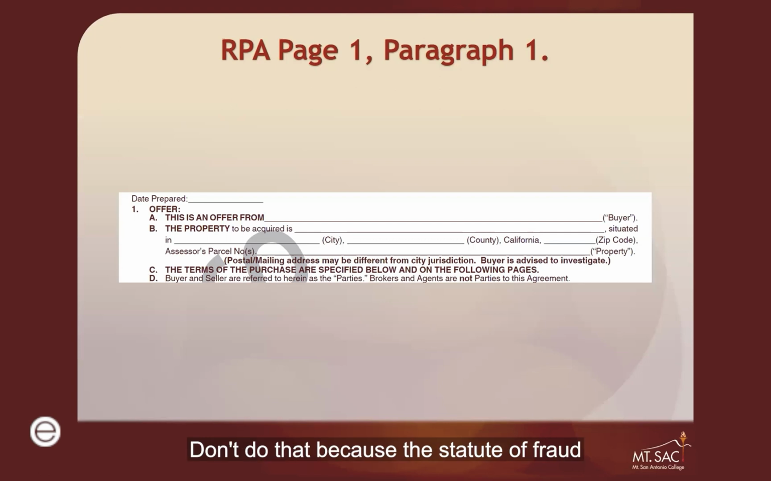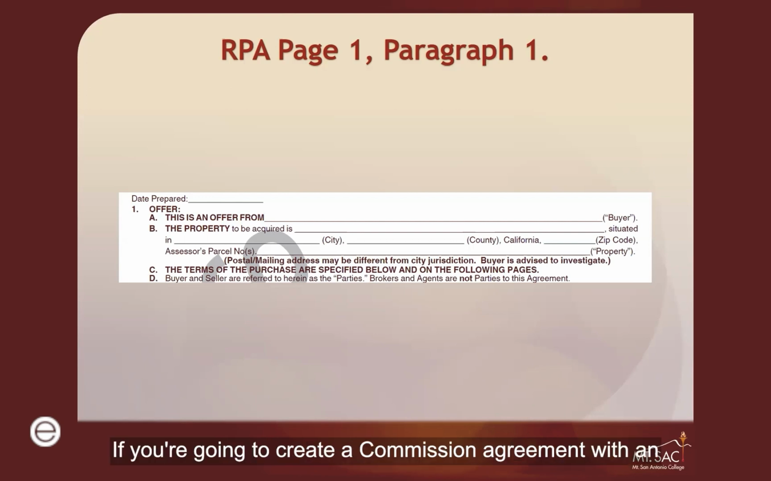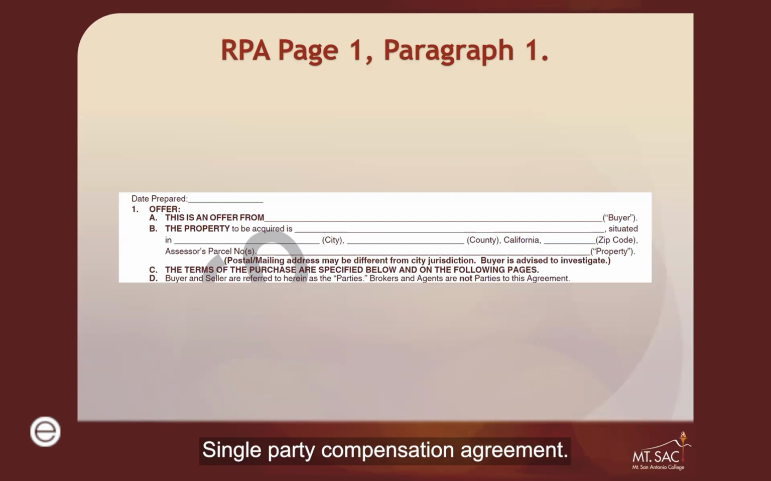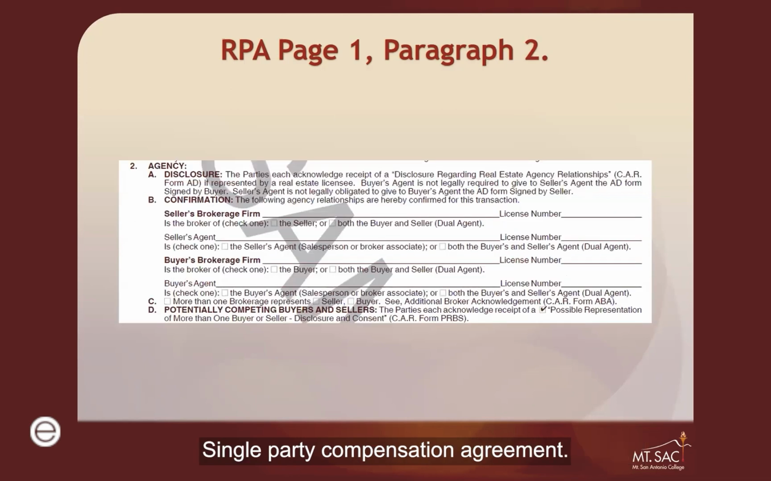Don't do that because the statute of frauds requires that there be a disclosure in 10-point bold type or red lettering stating that commissions are negotiable, not fixed by law. That's not in this agreement, which makes it more unenforceable. If you're going to create a commission agreement with an unrepresented party, like a for sale by owner or an unlisted property owner, you want to use that SP form, single party compensation agreement. All right, let's move on.